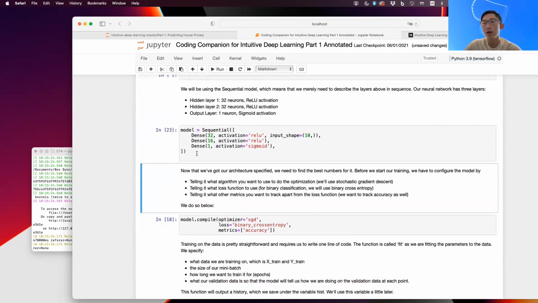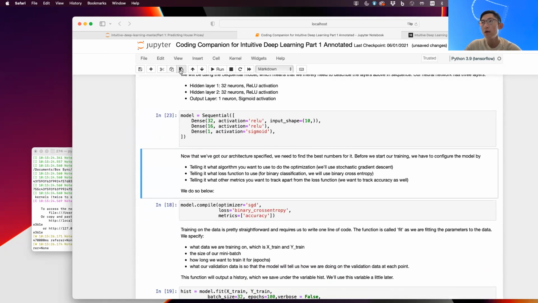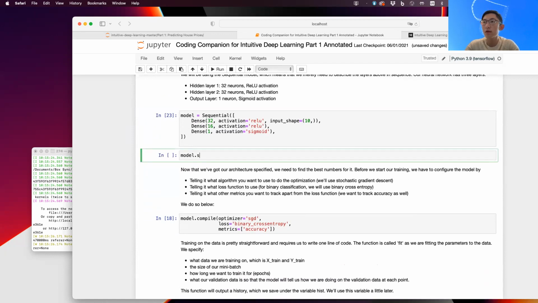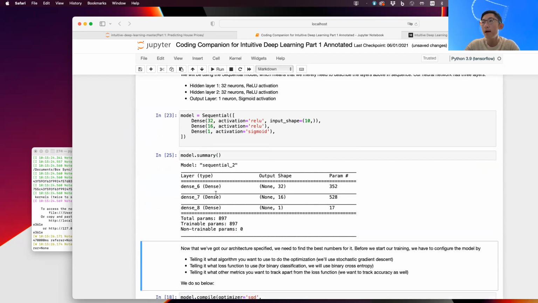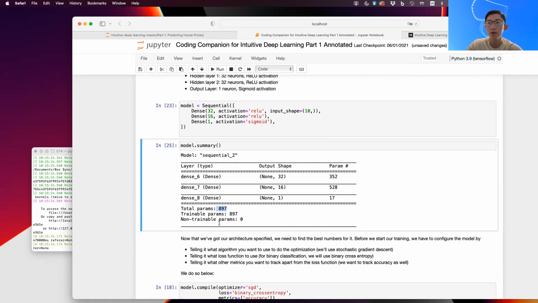After specifying this model, we can also call model.summary. You see that this is your model structure, starting from the first hidden layer, the second hidden layer, and then your output layer. This also gives you the number of parameters in your model. So in total, even with this simple model, you have close to 900 model parameters.